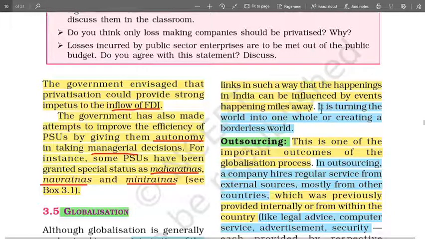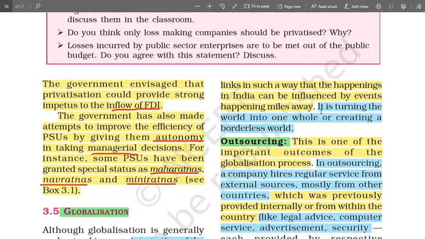So globalization turns the world into one whole, or creating a borderless world. No more physical border. Not that it's not there, but you talk about the free flow of goods and services and labor and investment now. It's like no more border. You can cross over without any restriction, bringing goods, selling goods, which was not there before.